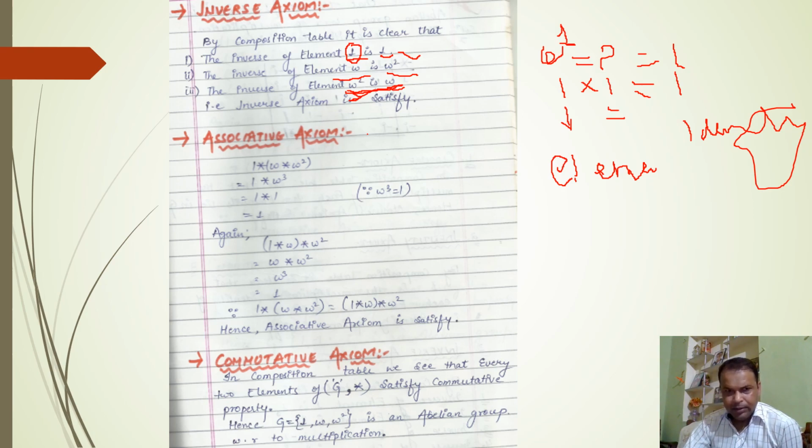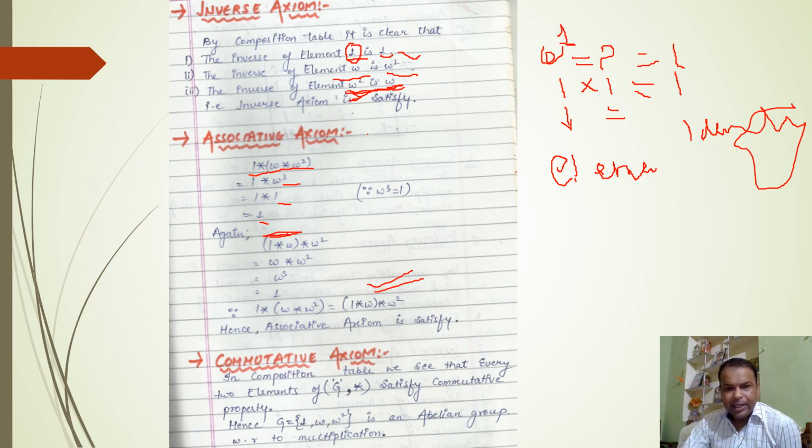So it is satisfied. Now the fourth property is the associative axiom. Here we are multiplying these elements in this order: first omega and omega square, then omega. Omega into omega square is omega cube, and omega cube is again 1, and 1 into 1 is 1. Now we are applying associativity. First we multiply 1 with omega, then we get omega, and omega into omega square is equal to omega cube, which is also equal to 1. So here we see that the associative axiom is also satisfied.